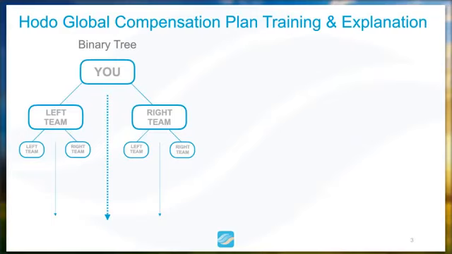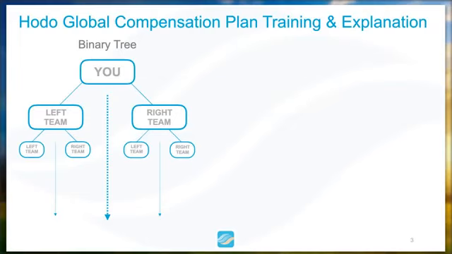Just real quickly, a binary tree. A lot of people, again, don't understand that. So I put together a little diagram that shows you've got a left team and a right team. You always look at it like it is on paper. Your left team's always to the left of you as you're looking at it on the computer screen, and your right team is always on the right, especially when you're looking at your genealogy in your back office. Your left team's on your left, and your right team's on your right as you look at the screen.